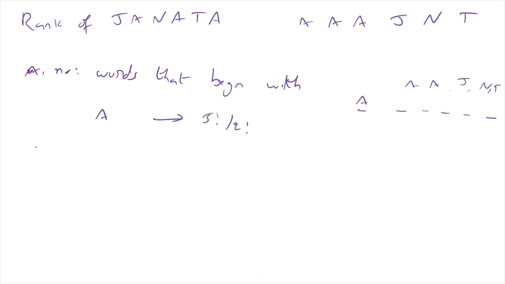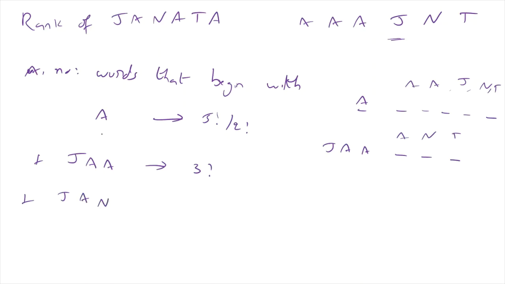All the words that begin with A, plus all the words that begin with J. But unfortunately, Janata starts with J, so I cannot count all the words that begin with J. After J, I have to take the next alphabetical order, which is A. I cannot count all the words that begin with JA also because Janata starts with JA. So I can count all the words that begin with JAA. All the words that begin with JAA is going to be 3 blanks, and I have A, N, T. So I can arrange them in 3 factorial ways. After that, I can count all the words that begin with JA. After A, the next alphabetical order is going to be N.